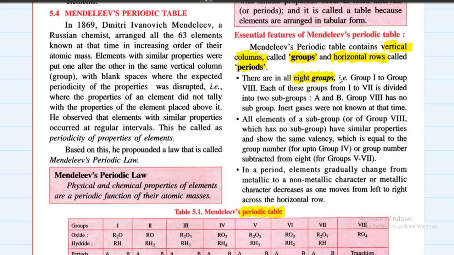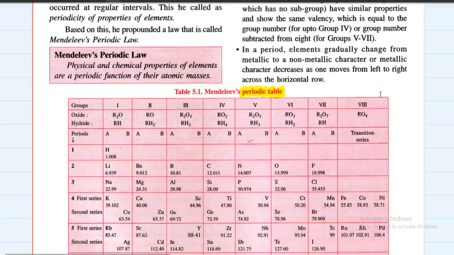There are 8 groups, that is group 1 to group 8, in Roman numerals. Each of the groups from 1 to 7 is divided into 2 subgroups, A and B. Each vertical column or group is divided into 2 subgroups A and B, only from group 1 to group 7. Group 8 has no subgroup. Inert gases were not known at that time. Okay.